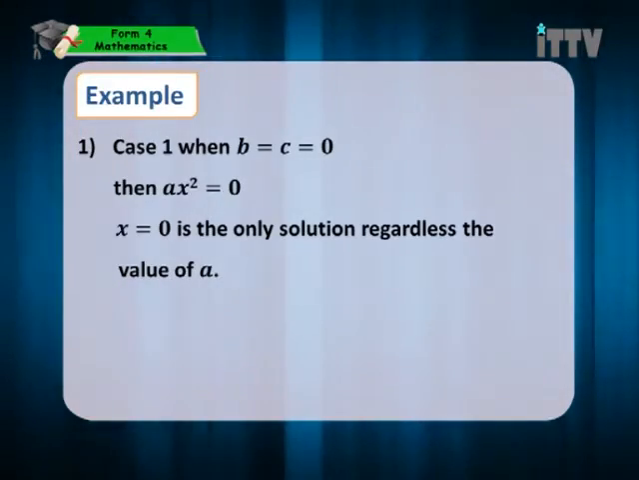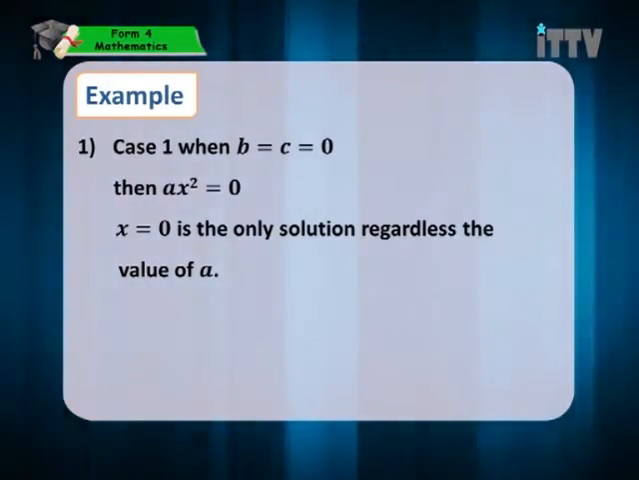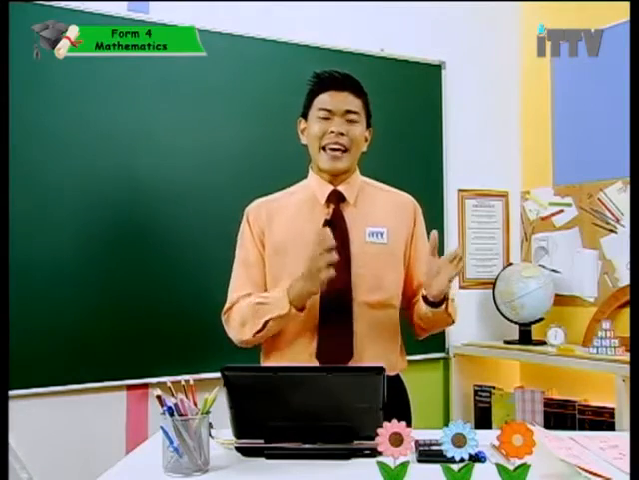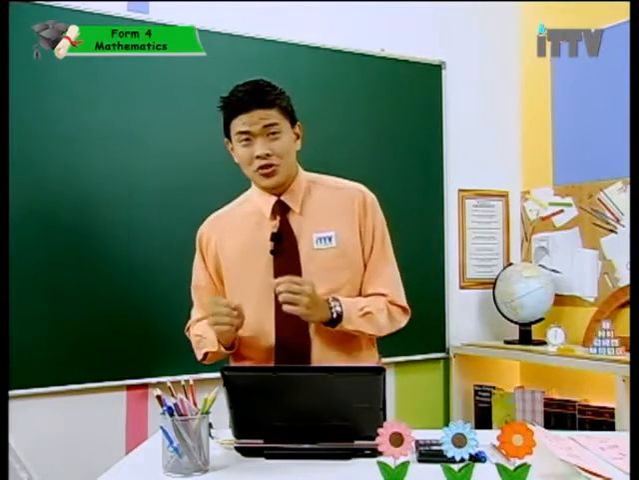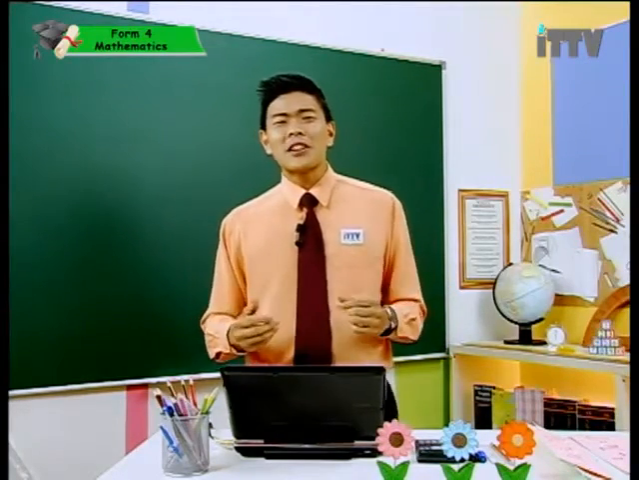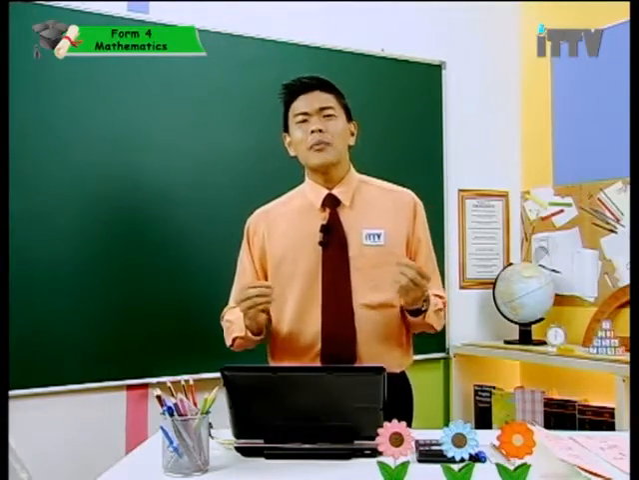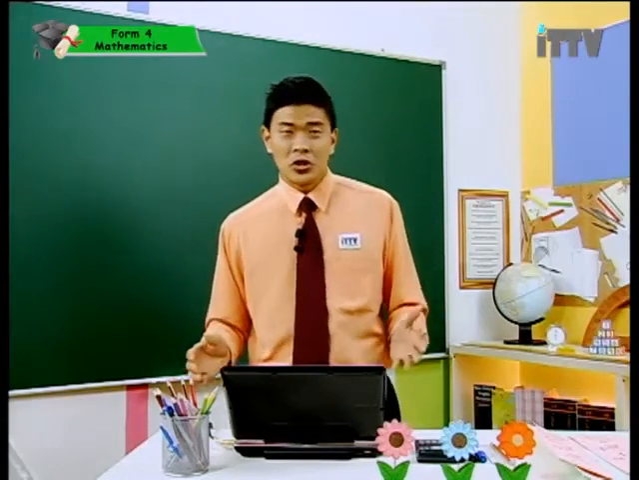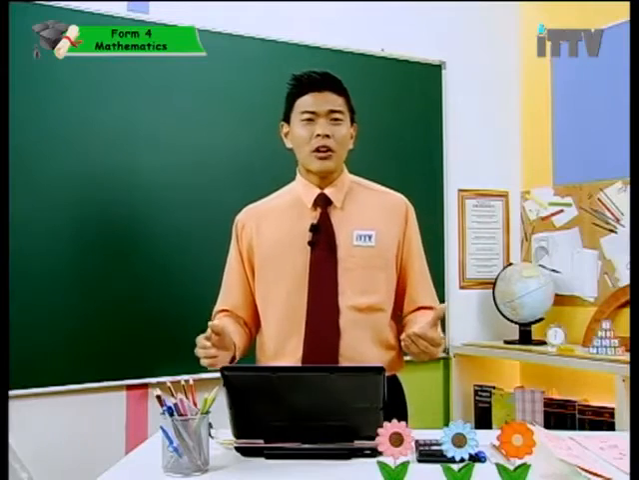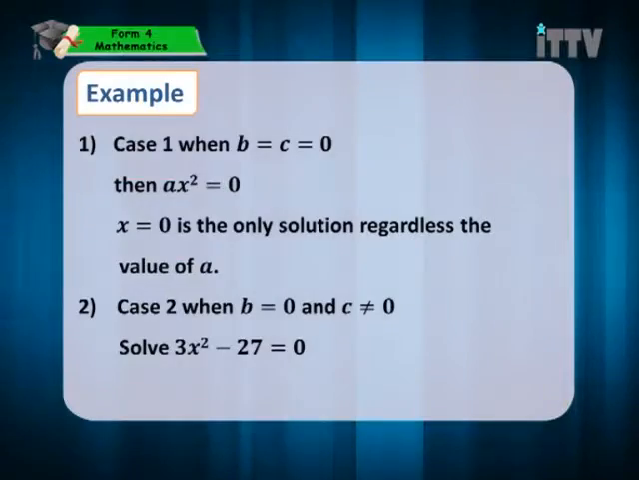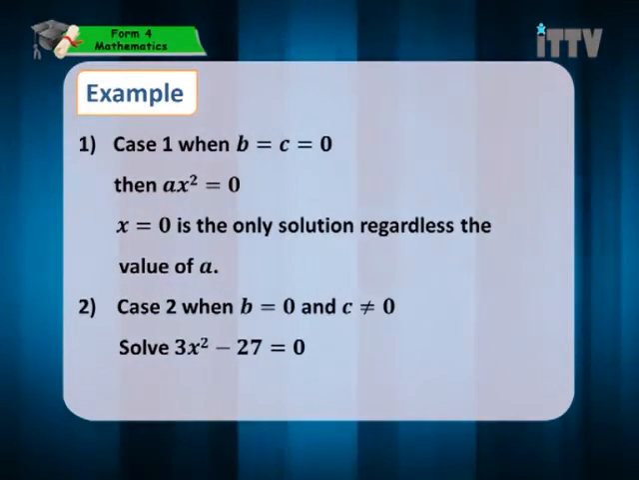So look again at Case 1. If b and c are 0, then all that is left of your quadratic equation is ax squared equals 0. When this quadratic equation occurs, there can be only one solution. There can be only one value of x that satisfies this kind of quadratic equation, and it is the value of x, which is 0. Let's look at Case 2.